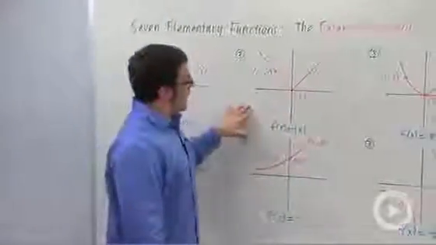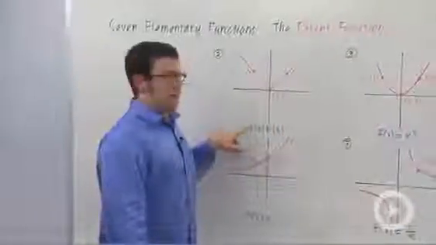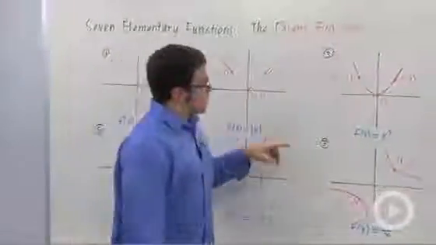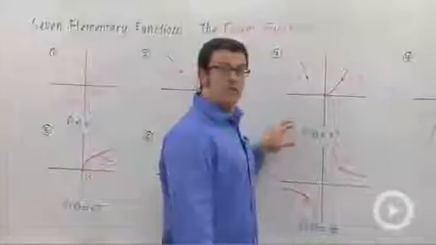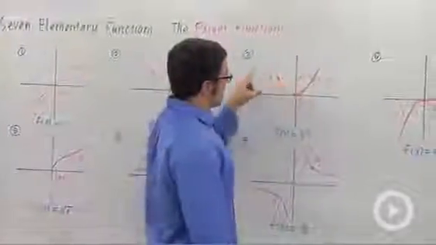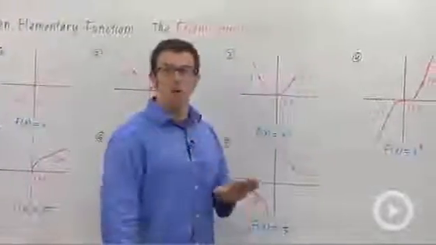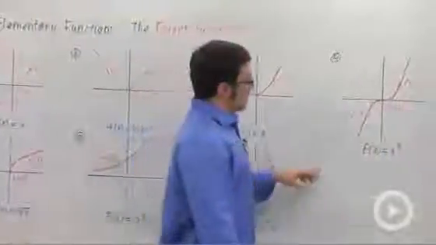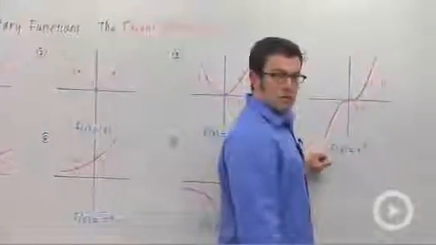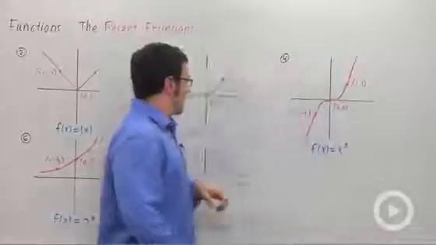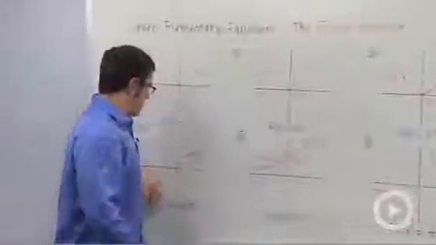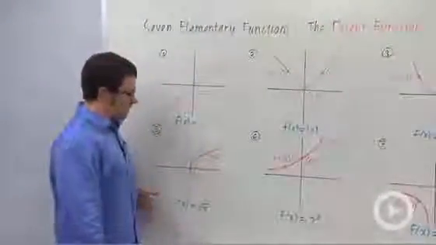And the second, the absolute value function, f of x equals absolute value x. The third, f of x equals x squared, the squaring function. Its graph is a parabola, and this is the parent of all the quadratic functions. F of x equals x cubed, the cubing function. Number 5, the square root function, f of x equals square root x.